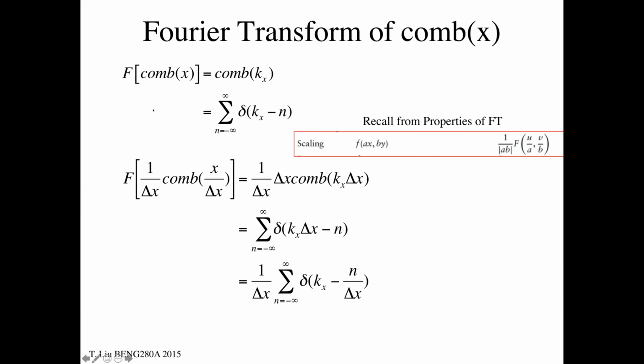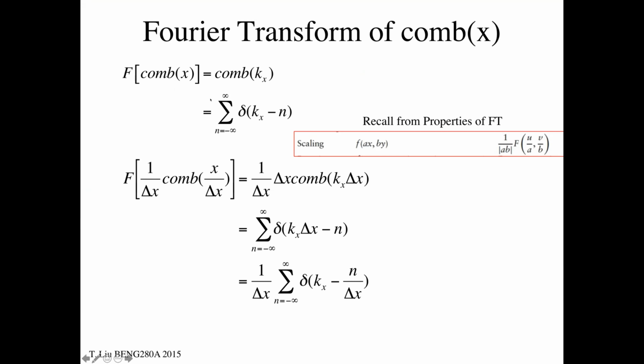Anyway, looks like we're just stating that the Fourier transform of a comb function is a comb function. We're not deriving it here. It may be derived in the book, how that works out. But if you recall, the Fourier transform of a delta function is a constant. The Fourier transform of a comb function is another comb function in the Fourier space.